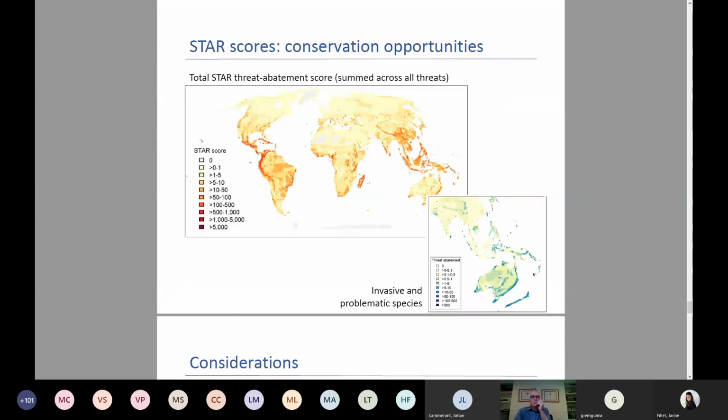Next slide, please. You can see how these opportunities for conservation are scattered across the globe. You can see that countries like Madagascar and Colombia and Peru and Indonesia and China have very high opportunities to reduce species extinction risk. But using STAR, you can also see, in the bottom right-hand corner there, what threats need to be abated in order to generate those outcomes. And here, you need to abate the threat of invasive and problematic species in order to generate those STAR scores. Next slide, please.